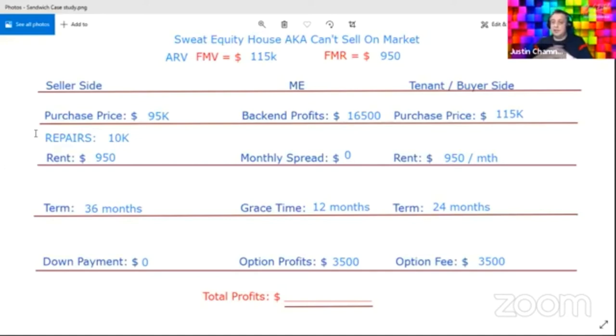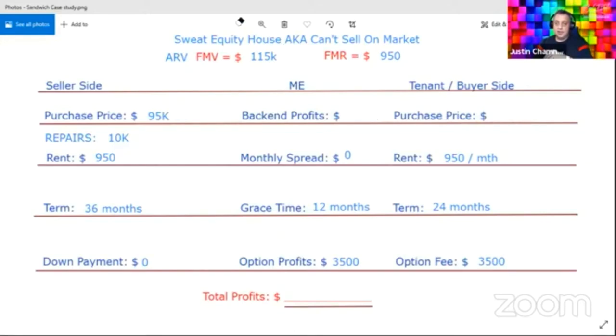How could I have really made this a sweeter deal for the tenant buyer? Let's say I did not find a tenant buyer so easily and I needed to sweeten the pot a little bit for the tenant buyer. Anybody else have any ideas on how I could have sweetened the pot a little bit for the tenant buyer? Okay, fair market value is 115. I have it under contract at 95.